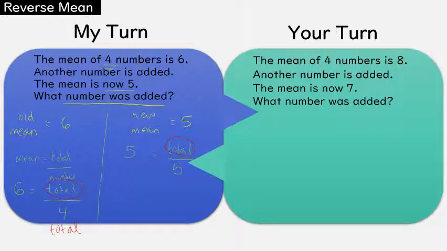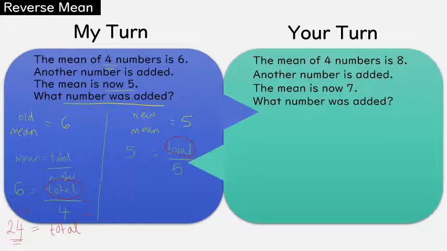Well, the total divided by 4 gives me 6. So you can think about what number divided by 4 gives me 6. Or you can say, well, here it's being divided by 4. So to do the opposite, I've got to times by 4. 6 times 4 is 24. So I know that the total of the 4 numbers is 24.